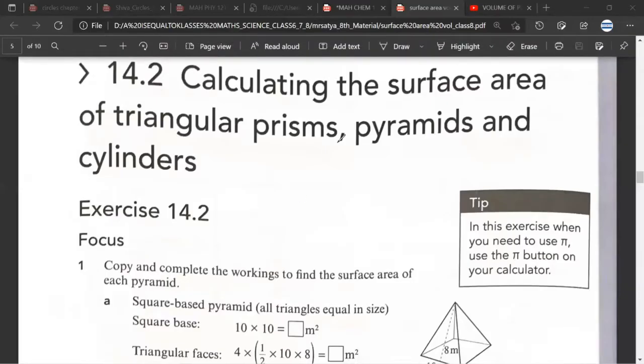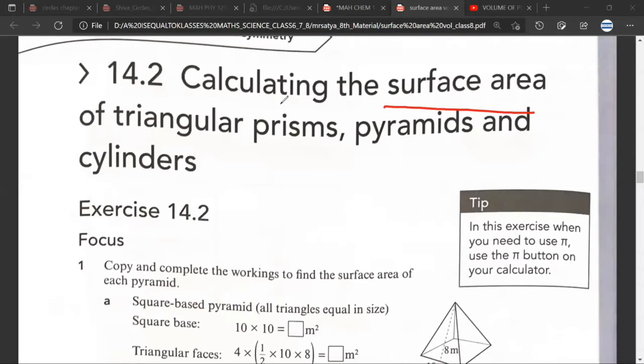So this is Sarthak. This time we'll be doing how to calculate the surface area of triangular prisms, pyramids and cylinders.